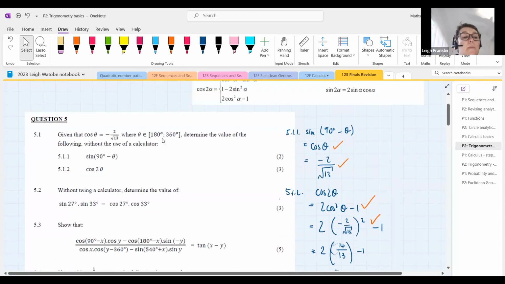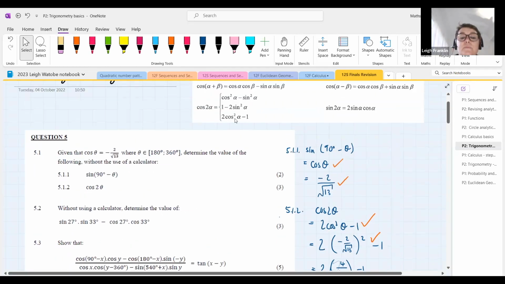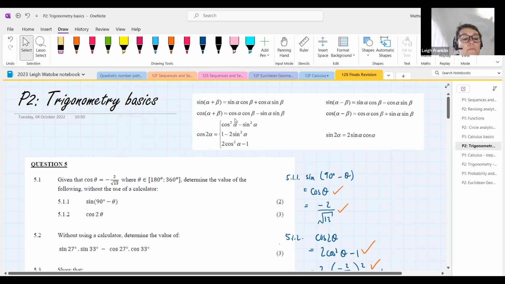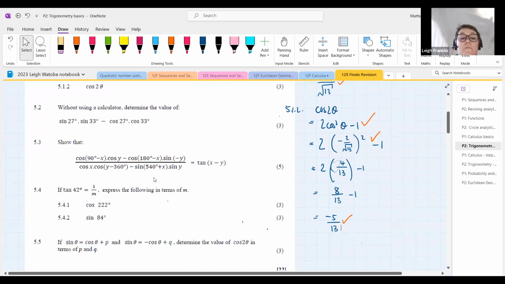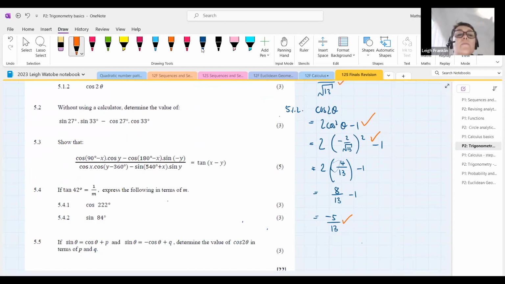So compound angles. Oh, there is a little bit of a twist in the tail here because you've got sine 27, sine 33. So there would be something that we would need to do here. Can anybody tell me what that would be actually? What would we do in 5.2? The first thing that we would do.